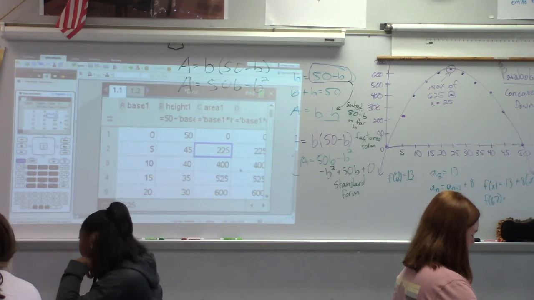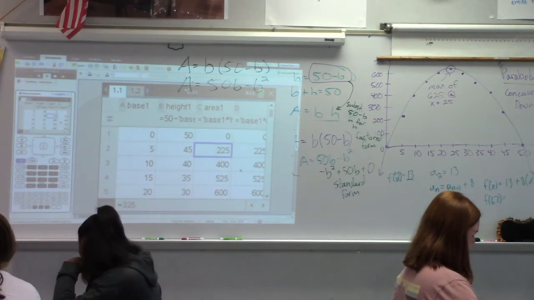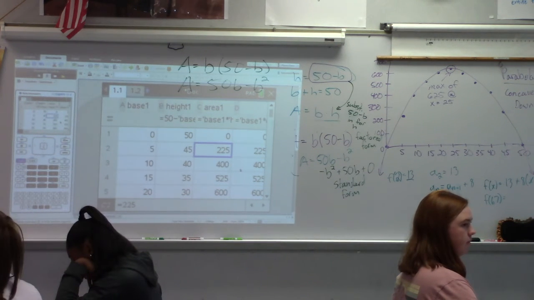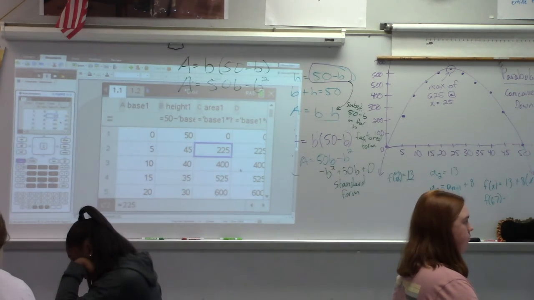So this is the rate of change right here. And so what you're saying is that the rate of change is also changing. We'll come back to that in a second. Identify exactly what it's changing by.